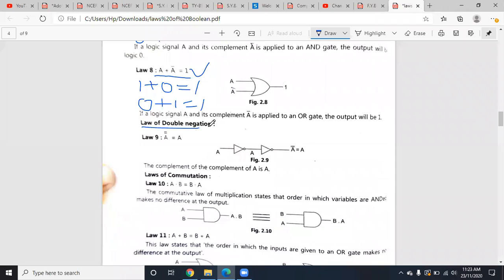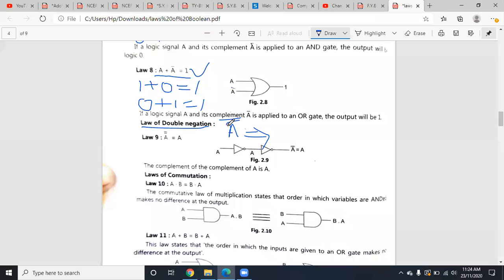Now, the law of double negation. First of all, what is negation? Negation is the negative form, you can say complement. Negation of A is nothing but A complement. Double negation of A will be double complement, A double bar. So how to represent this?